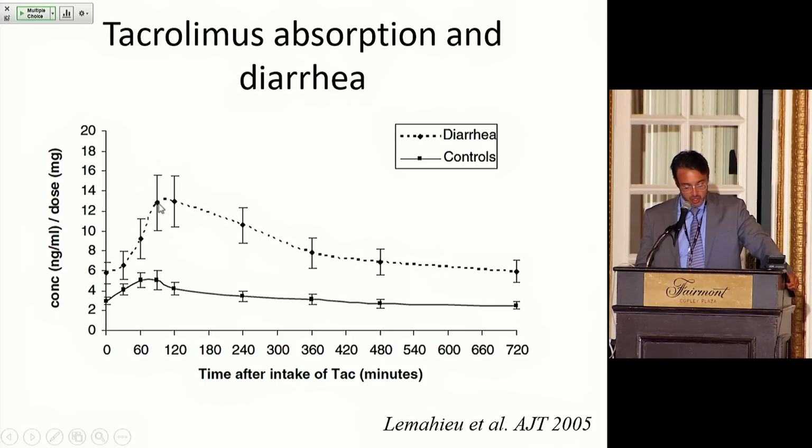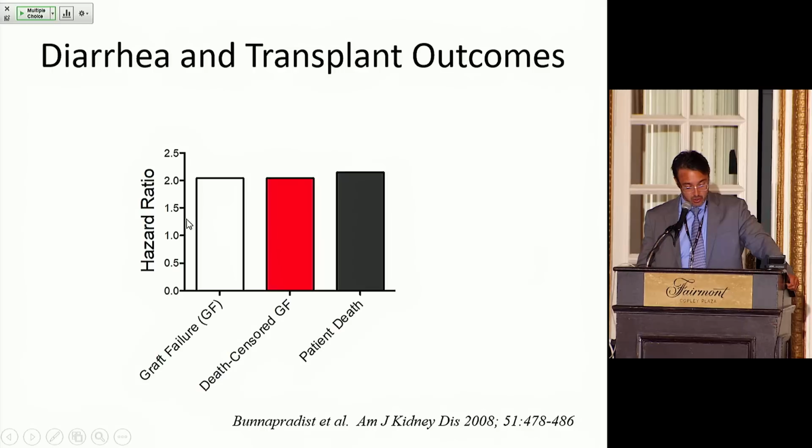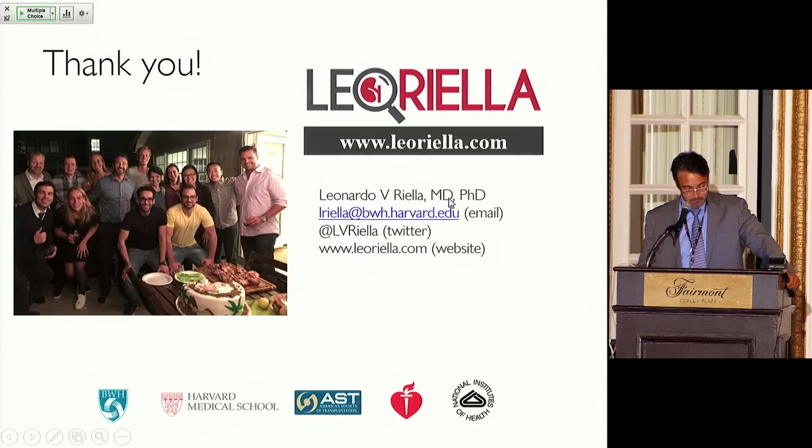This is just to show you a study that looked at tacrolimus levels in patients with diarrhea compared to controls. It can significantly increase the trough levels. And this is a study showing that diarrhea is associated with almost double the risk of graft failure as well as patient death. And I'll stop here and take any questions.